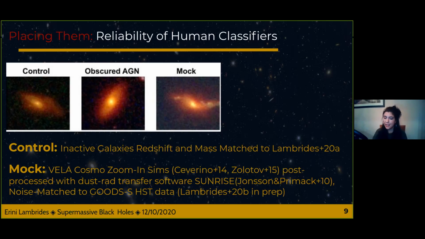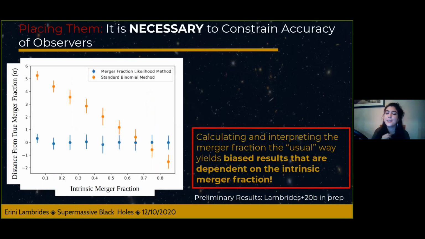And one of the really big takeaways that we got from this is that it is necessary to do this. It is necessary to try to constrain the accuracy of observers. Usually when someone is using humans to assess the morphology of a galaxy, they'll choose a control sample and a science sample. And let's say one of the humans in their study tends to see mergers everywhere and another one sees isolated galaxies everywhere, the assumption is that that bias is going to be evenly applied to their control sample and their science sample. And thus they'll look at the difference between the control and the science and make their results.